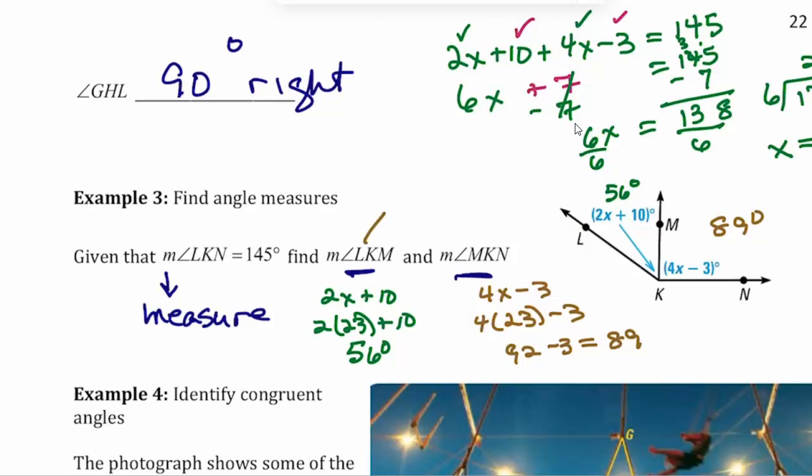Okay, so this angle right here is 56 degrees. And this angle right here was 89 degrees. They are both acute angles. But when you add them together, you get the obtuse angle of 145.